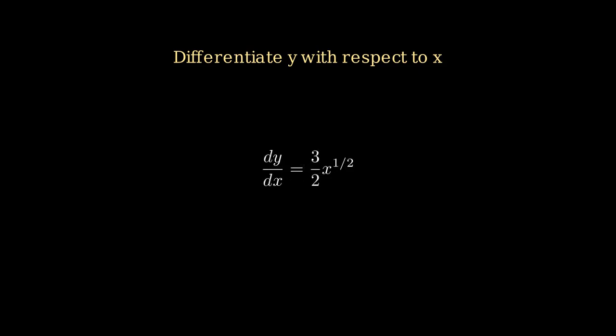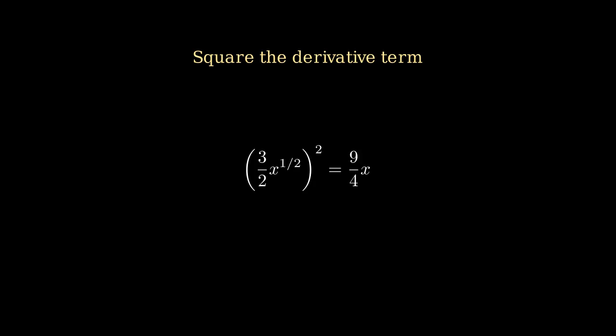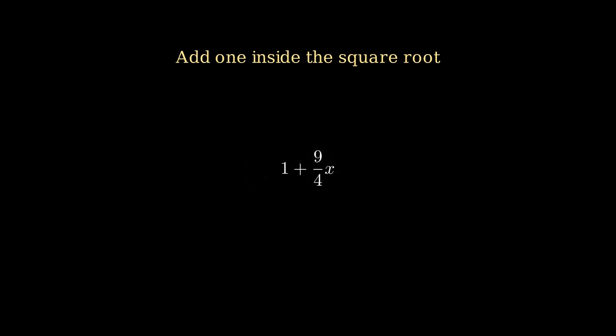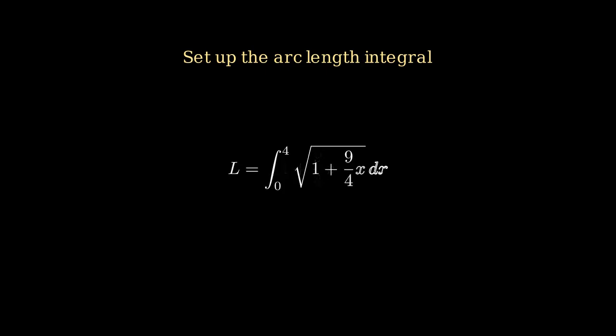To find the arc length, we first need the derivative of y with respect to x. Differentiating y equals x to the 3 over 2 gives us dy by dx equals 3 over 2 times x to the 1/2. Next, we square the derivative. Squaring 3 over 2 times x to the 1/2 gives us 9 over 4 times x. Adding 1 to this result, the expression inside the square root becomes 1 plus 9 over 4 times x. So the arc length integral becomes integral from 0 to 4 of the square root of 1 plus 9 over 4 times x dx.